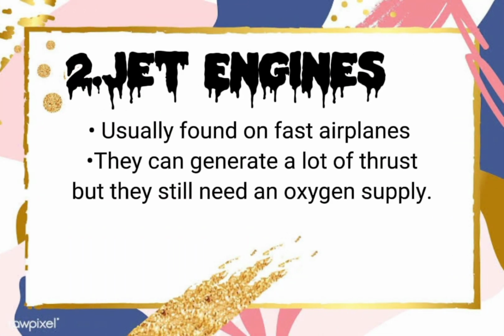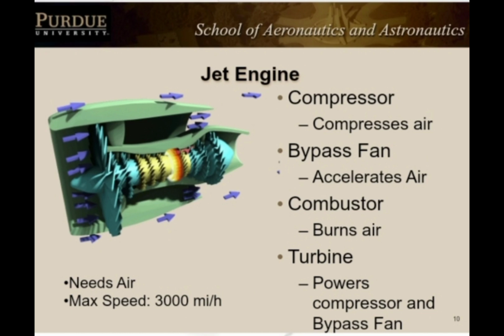Next is the jet engine. Jet engines are usually found on fast airplanes. They can generate a lot of thrust, but they still need an oxygen supply. This is an example of a jet engine, and it usually has 4 parts: the compressor, the bypass fan, the combustor, and lastly the turbine.